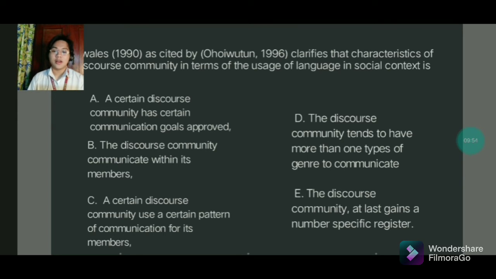as stated by Chuawunton, clarifies the characteristics of discourse community in terms of the usage of language in social context. A certain discourse community has certain communication goals approved. The discourse community communicates within its members. A certain discourse community uses a pattern of communication for its members. The discourse community tends to have more than one type of genre to communicate. The discourse community at last gains a number of specific registers.